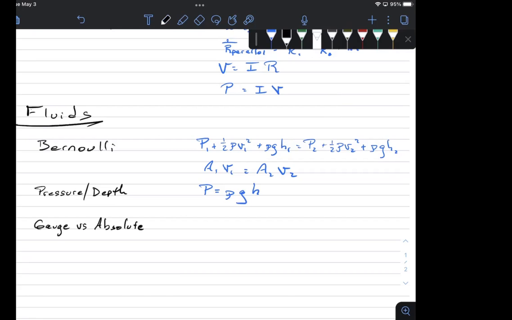Because what we know is this: on Earth, we have an atmosphere. And because of this atmosphere, an atmosphere is gas, of course, and gas is a form of fluid. That means everything on the Earth feels a pressure because it's in the atmosphere. Now, sometimes that's important and sometimes it's not important.